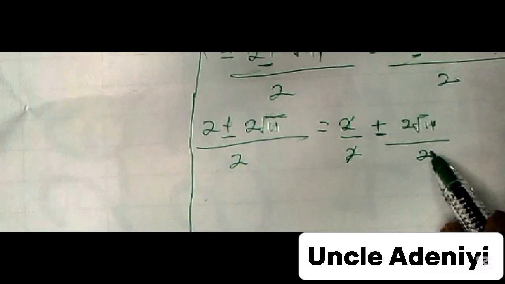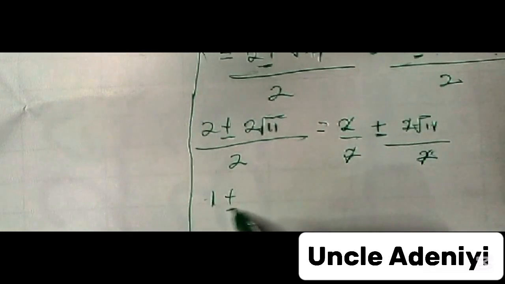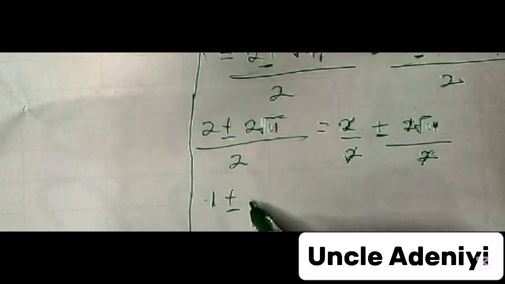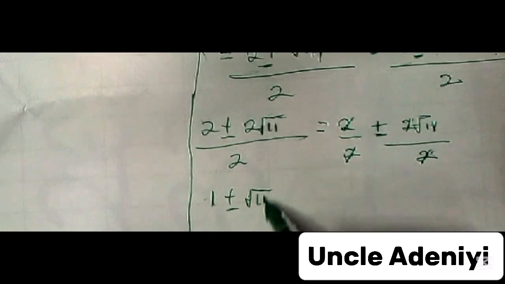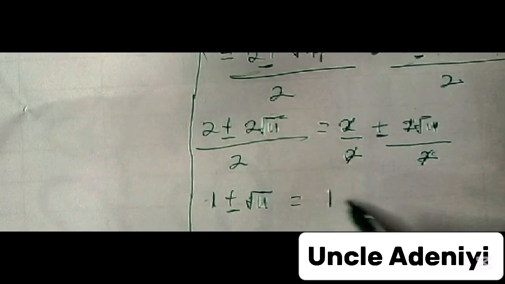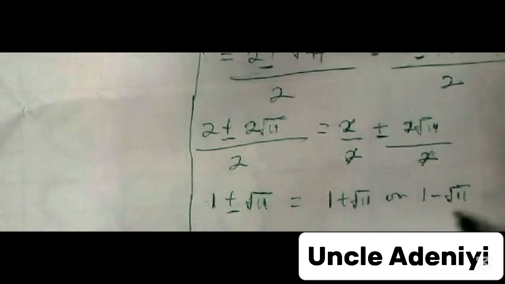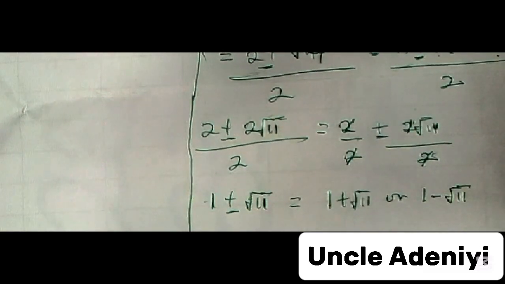Now this one will cross this, right? This also can still cross the 2 here. So this one crossing this one will give you 1 plus or minus. This one will also be 1, but you don't need to write 1, just write your square root of 11, right? So this can also be written as 1 plus square root of 11 or 1 minus square root of 11 under a quadratic equation.